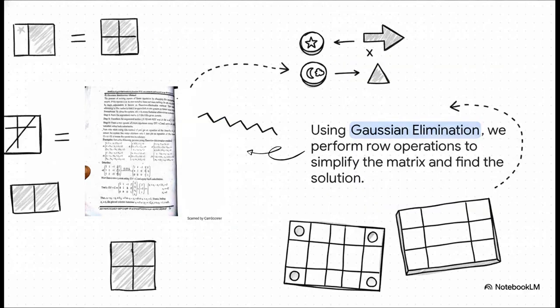And the best part about getting it into this neat form? We have a systematic recipe for solving it. Using a method with a fancy name, Gaussian elimination, we can do simple, legal moves like swapping rows or adding rows together. It's basically a super organized way of cleaning up the puzzle until, boom, the solution for x, y, and z just appears, clear as day.